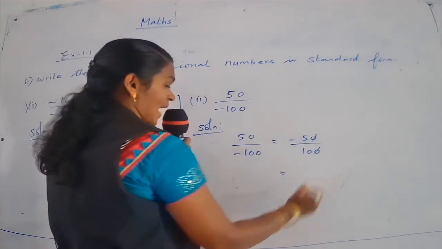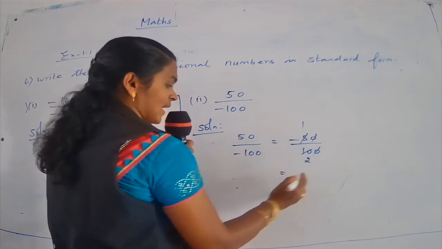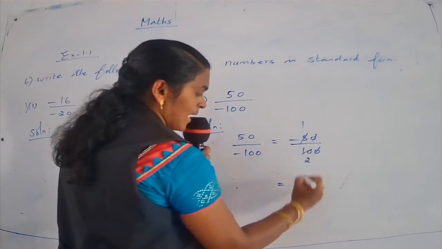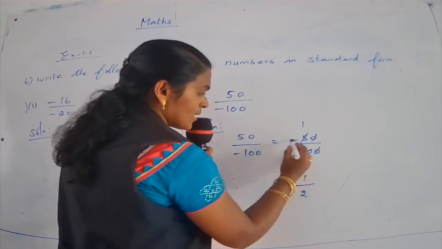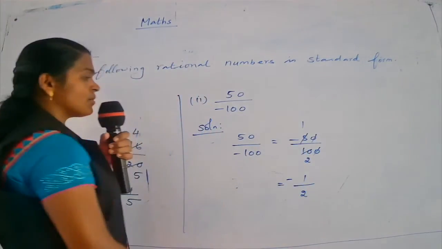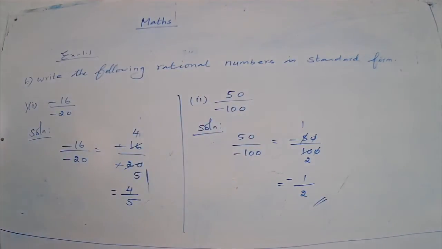Okay, 0 cancel, 1 5 is 5, 2 5 are 10. So your answer: the numerator is 1 and the denominator is 2, with a minus sign. So your answer is minus 1 upon 2.